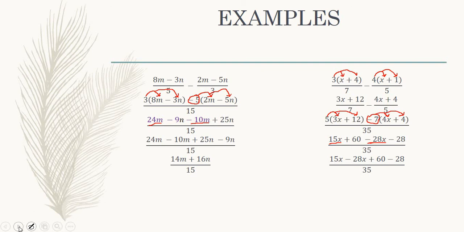And what you do, you just carry through with the operations there. So 15x minus 28x gives us a negative 13x, plus 60 minus 28 gives us a plus 32. And you're finished. At this stage, it cannot be simplified. The fraction is in its lowest term.